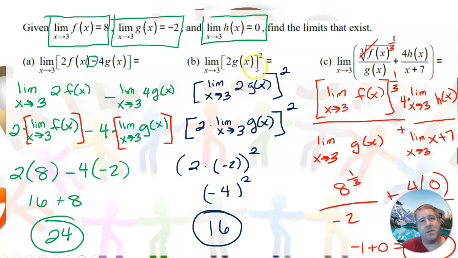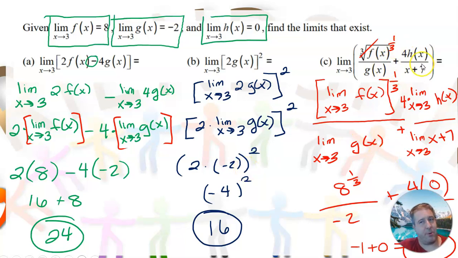Same thing here. I'm going to use my properties. Now you can use the properties in typically any order you wish. In this case, I'm going to do the exponent first. So put 2 on the outside, pull that 2 to the outside. So that's your constant multiple rule. And then essentially you know what the limit as x approaches 3 of g of x is. It's -2. So just plug that in and plug and chug basically from that point.